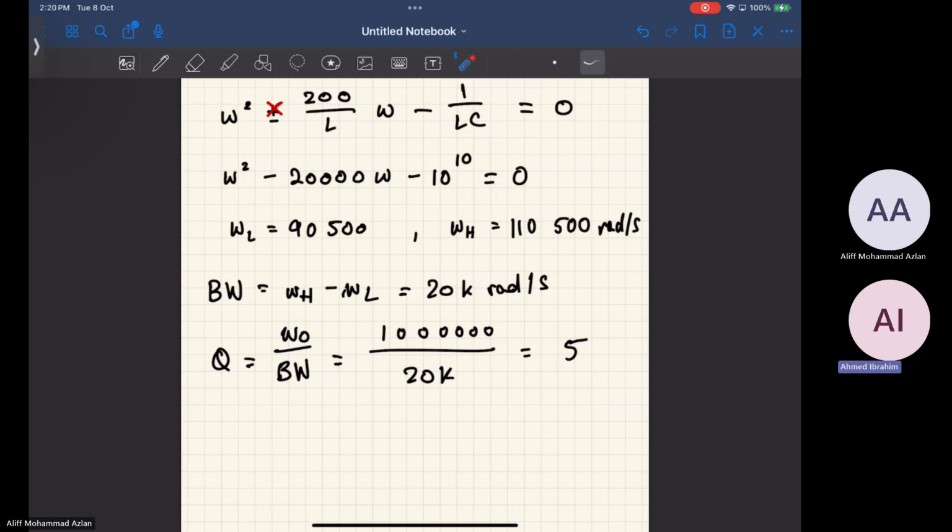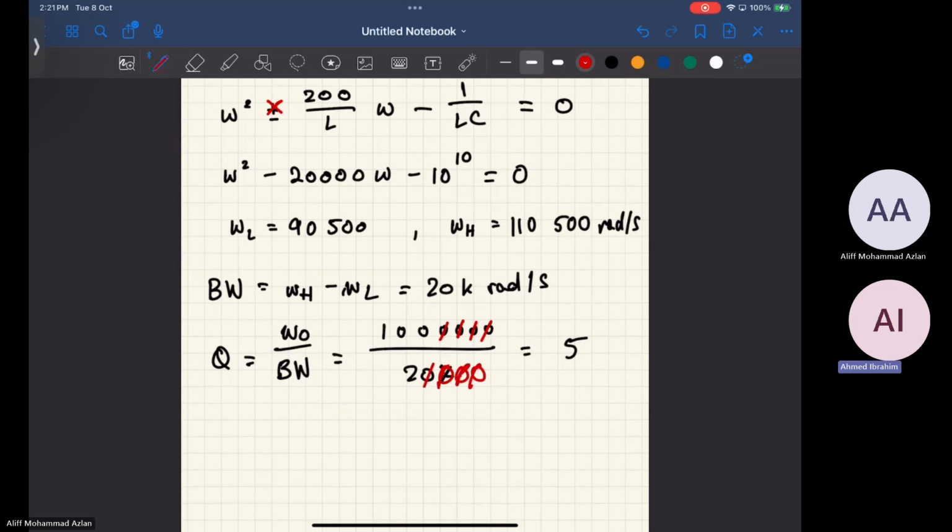Sorry? The quality factor? That's 20,000. So we have 1, 2, 3, 4. Yeah, so 100 divided by 2 is 50. You are right. But it should be 5. So I think I added an extra 0 at the top. So, yeah.